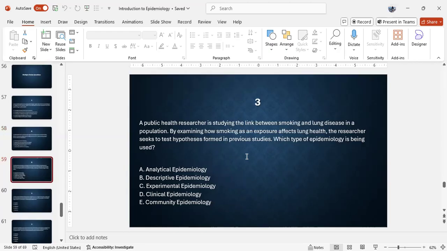A public health researcher is studying the link between smoking and lung diseases in a population by examining how smoking as an exposure affects lung health. The researcher seeks to test hypotheses formed in previous studies. Which type of epidemiology is being used? A. Analytical epidemiology. B. Descriptive epidemiology. C. Experimental epidemiology. D. Clinical epidemiology. Or E. Community epidemiology.